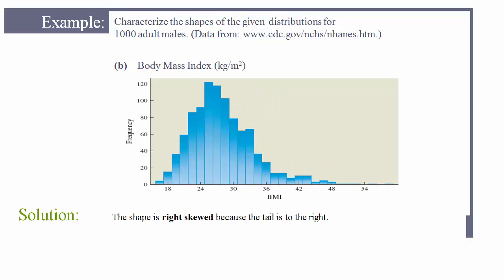The only other thing you need to worry about is if something is skewed left or skewed right. This one is skewed to the right because you can see there's a long tail off to the right. So whichever direction has the longer tail, that's the direction of the skew. This one's skewed right. If it had a big tail on the left, it'd be skewed left. And that's it. That's all you need to know about these things.